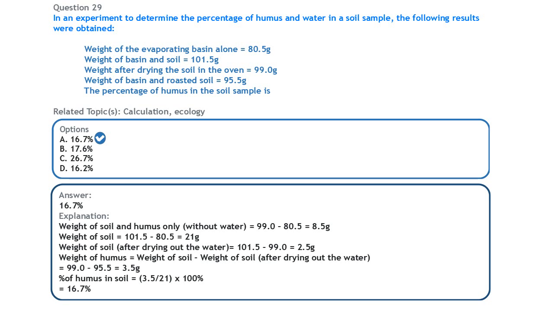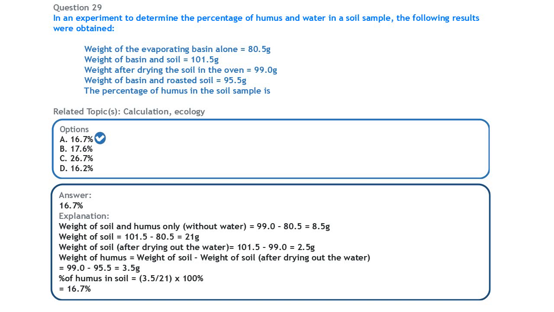Alright, so what we need to calculate here is the weight of the soil. What is the actual weight of the soil? Now the weight of the basin alone before the soil was added is 80.5, and the weight of the basin after the soil was added is 101.5. So if you subtract the weight of this basin alone from the weight of the basin and soil, we get the weight of the soil. So you have that to be 101.5 minus 80.5, and that is equal to 21 gram. So the weight of that soil is 21 gram.